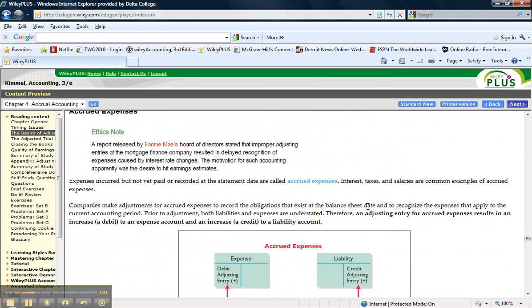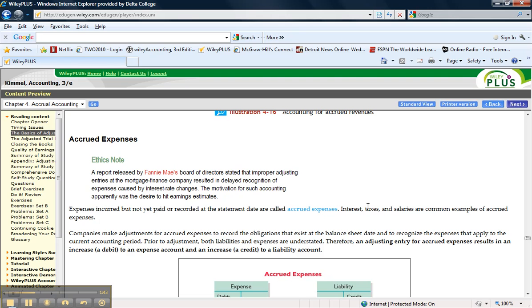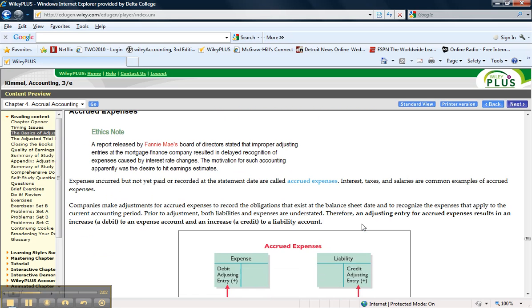Accrued expenses, same idea, but kind of in reverse. These are costs that we're incurring that we haven't paid for yet. Okay, so we've got no basis for having recorded any expense as of yet, but we're incurring a cost. Like we're using utilities is a good example. Interest, taxes, salaries, all of these are also common examples of where you might have to accrue expenses.